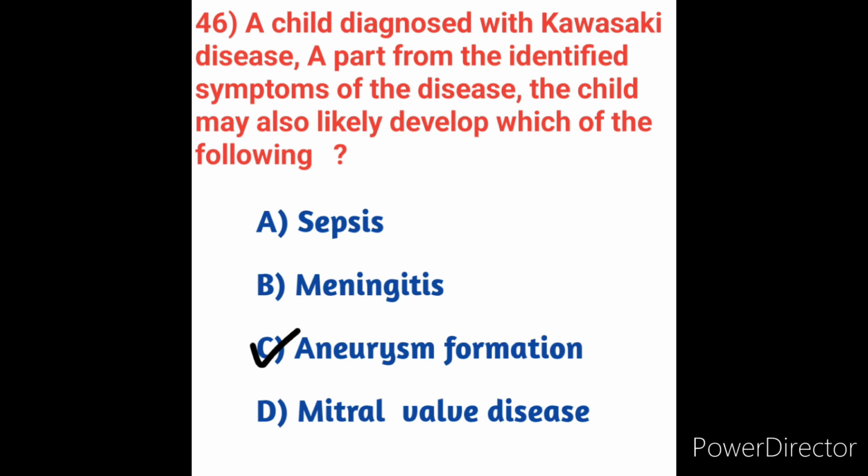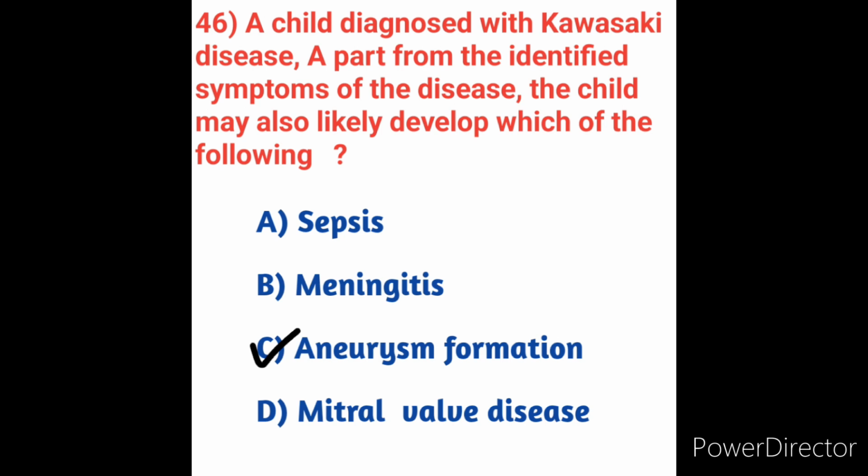Aneurysm formation occurs in 25% of cases if untreated. An aneurysm is a bulge in the wall of an artery. Aneurysms form when there is a weak area in the artery wall. So here option C, aneurysm formation, is the correct answer.